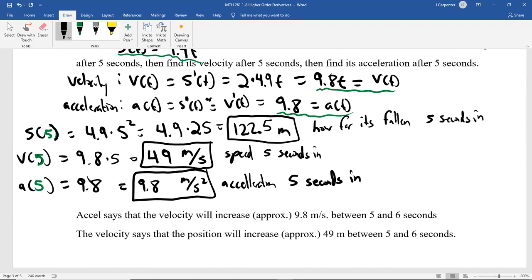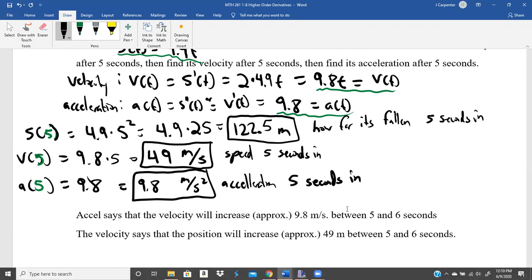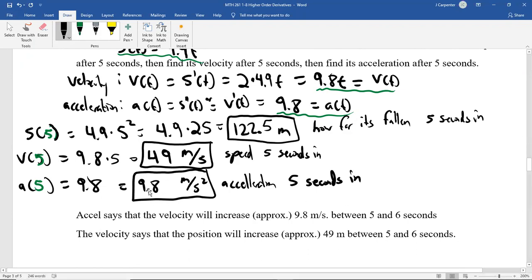So we're picking up speed because the acceleration is positive. Our position is increasing because our velocity is positive. And because there's acceleration, that means our speed is increasing and increasing and increasing, which means our position is going to increase and increase and increase over time.